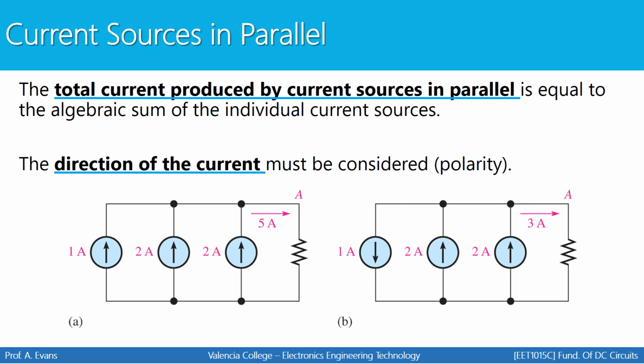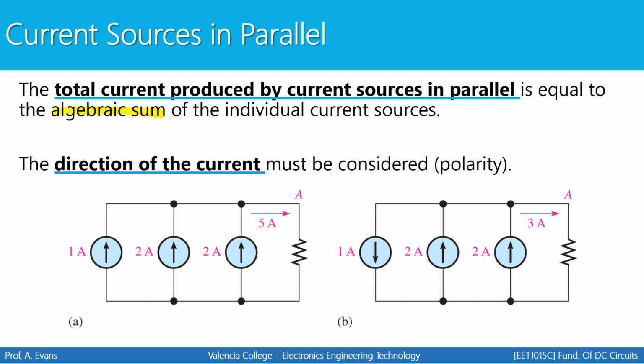If you have current sources that are in parallel, the total current produced by those current sources is equal to the algebraic sum of the individual sources. Again, we have this word algebraic sum. That simply means whenever we write a sum of individual currents, we have to include a magnitude and a direction. So current can flow up, down, left, or right. And we have to consider how much current is flowing in each of those directions whenever we write an algebraic sum.